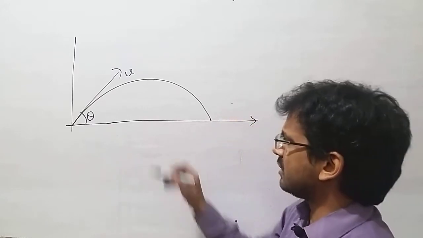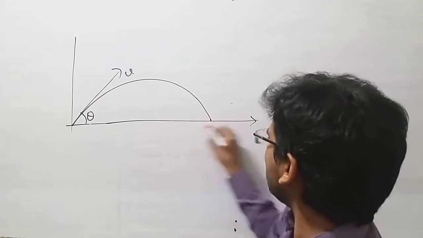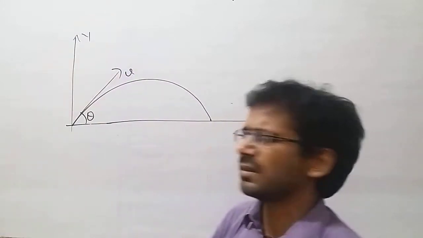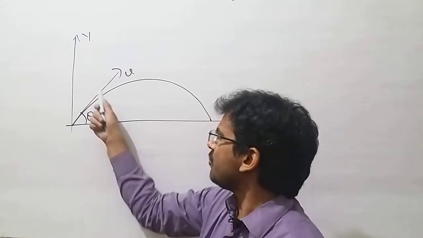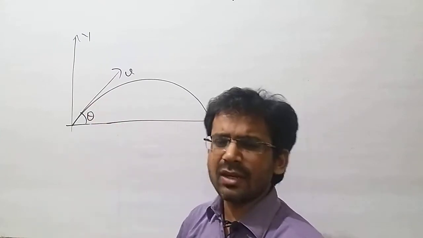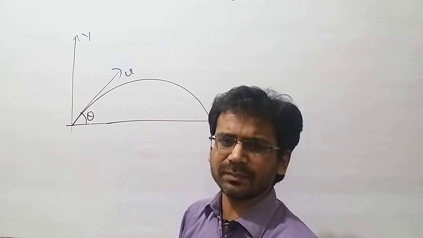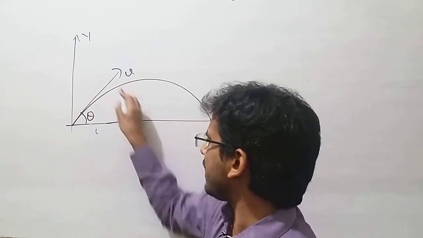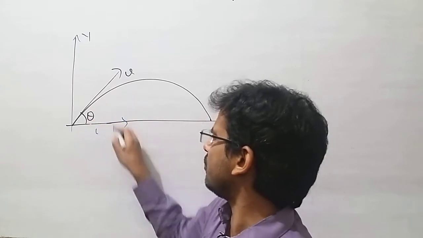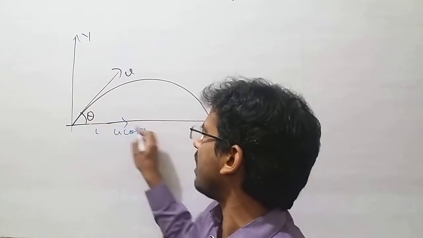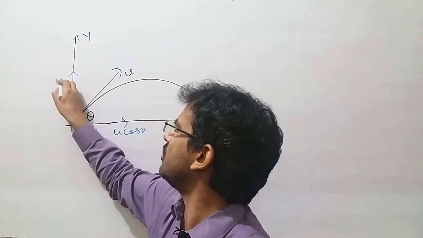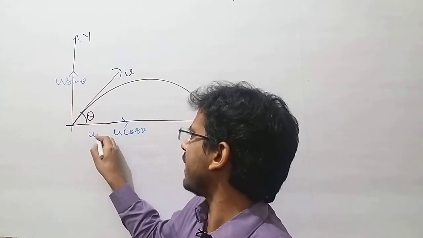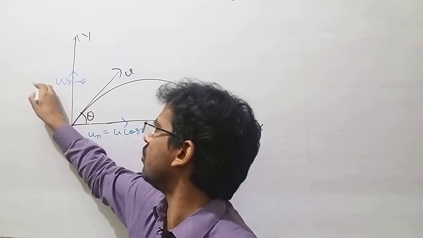For this purpose, we will assume that this is the x-axis and this, in the vertical direction, is the y-axis. Now, if we break the velocity into components in the horizontal direction and vertical direction, we will get u cos theta in this direction, and u sin theta in this direction. We can name them ux and uy.